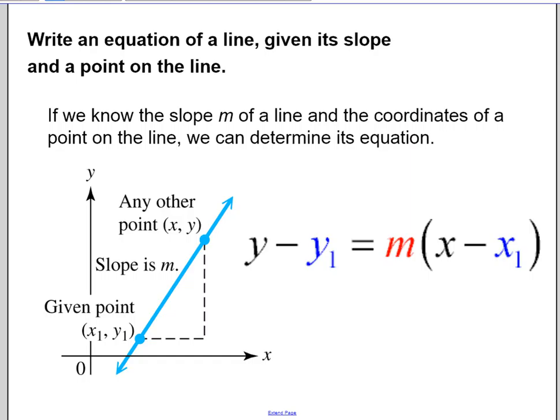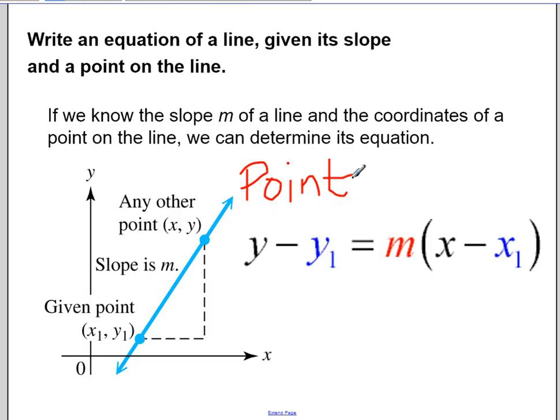In this example, we want to write the equation of a line given its slope and a point on the line. If we know the slope m of a line and the coordinates of any point, it doesn't have to be the y-intercept, we can determine its equation using this form. This is called slope-intercept form. Sorry, it's not slope-intercept form. It is point-slope form.